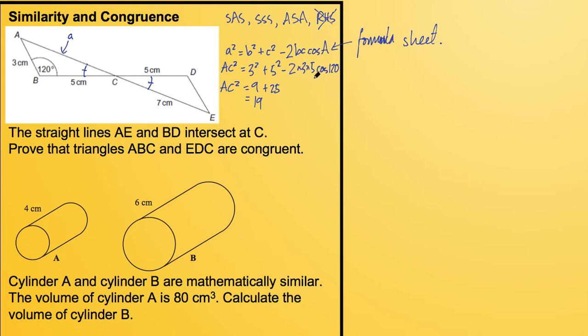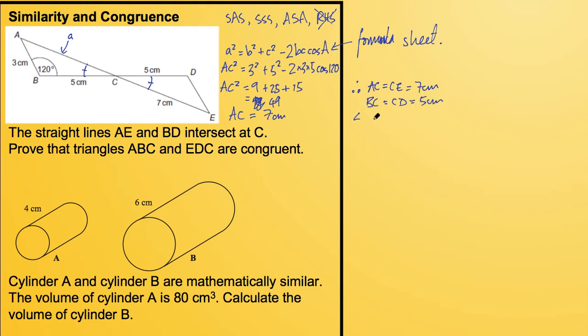So when that is minus, cos 120 is minus a half, so that all comes out as, instead of minus 15, plus 15, which gives me 49. Therefore AC equals 7, that's much better. So if AC is 7 centimeters, therefore we have, in order to prove our side angle side, I've got AC equals CE equals 7 centimeters. I've got BC equals CD equals 5 centimeters.